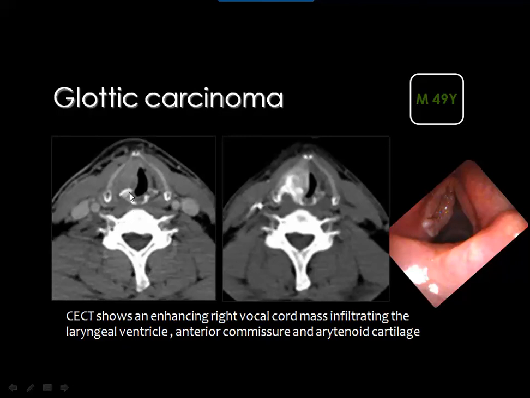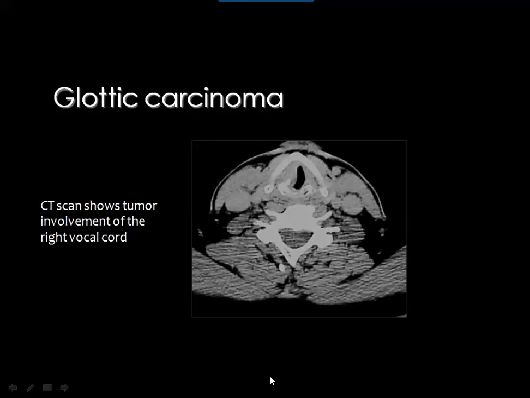This is the true vocal cord, and the cord on the right side is swollen. This is the arytenoid cartilage. You got some sclerosis of the arytenoid cartilage compared to that on the opposite side, and also some sclerosis of the adjacent part of the thyroid cartilage. As I have mentioned, the sclerosis of the cartilage may suggest that the cartilage is invaded, but they are not sure signs of cartilage invasion.